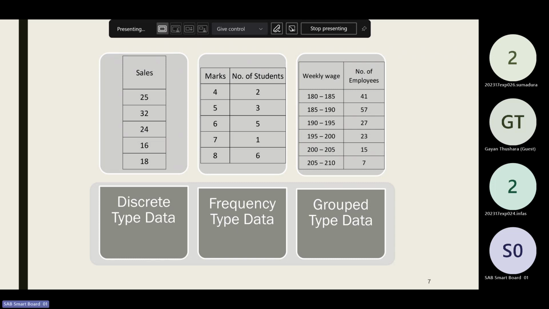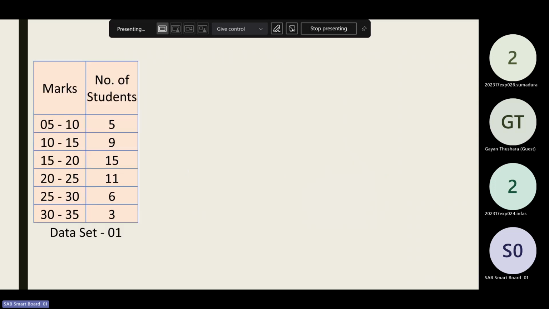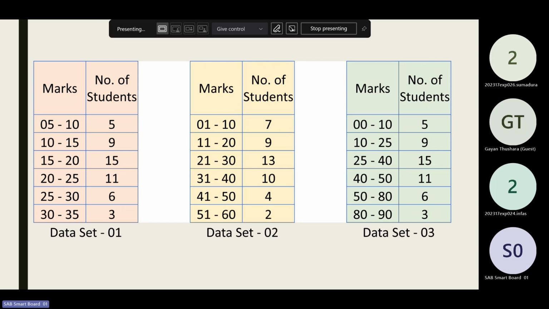Okay, so we don't have any issues with this discrete type and frequency type, but with group type we have issues. So we'll look at some examples. Now here you are given a data set. Just carefully look at this data set. So 3 data sets are there. All are group data. When you look at this data set, what do you feel?